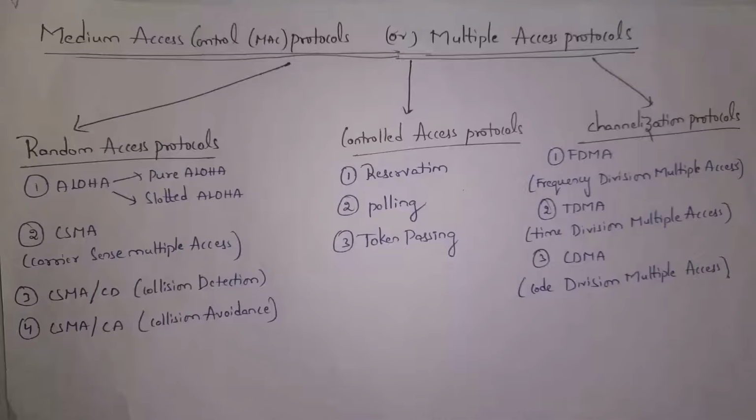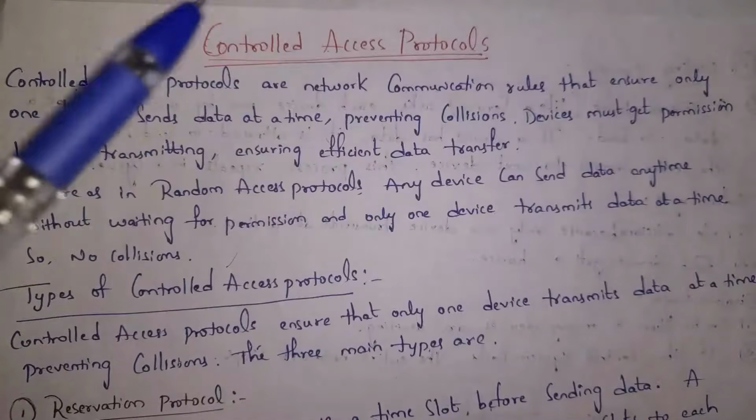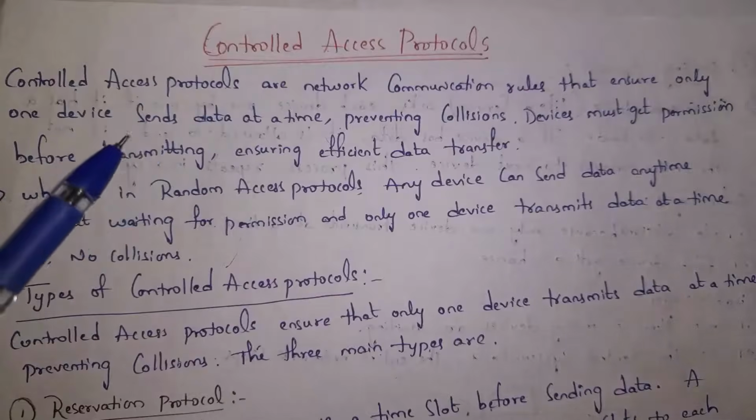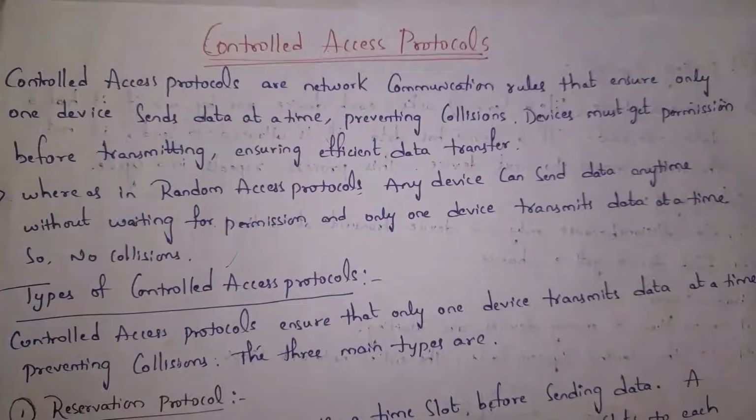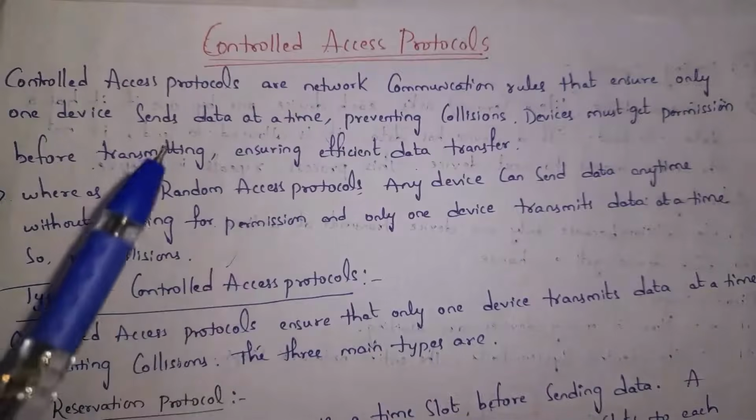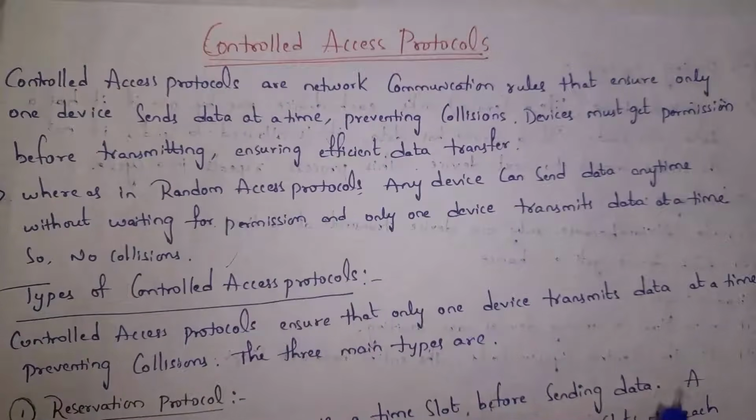Next I will explain what controlled access protocols are. Guys, controlled access protocols will allow only one device to send data at a time. So it will prevent collisions. And in controlled access protocols, whenever any device wants to send data, at first the device must get permission. Only if the device gets permission, the device can send data. As the device needs to get permission before sending data, controlled access protocols will ensure efficient data transfer.